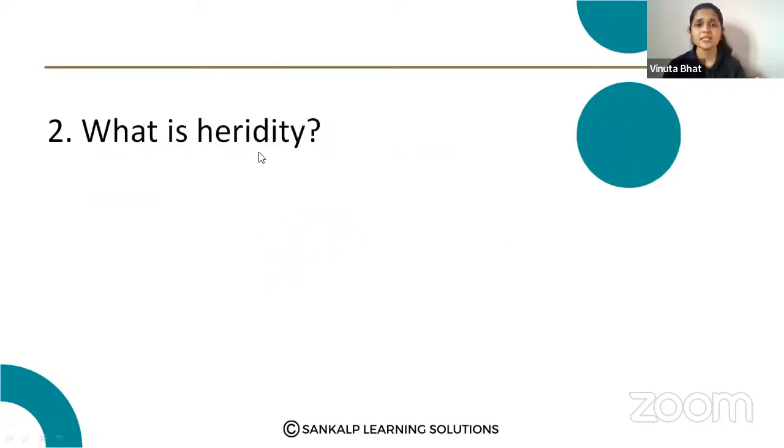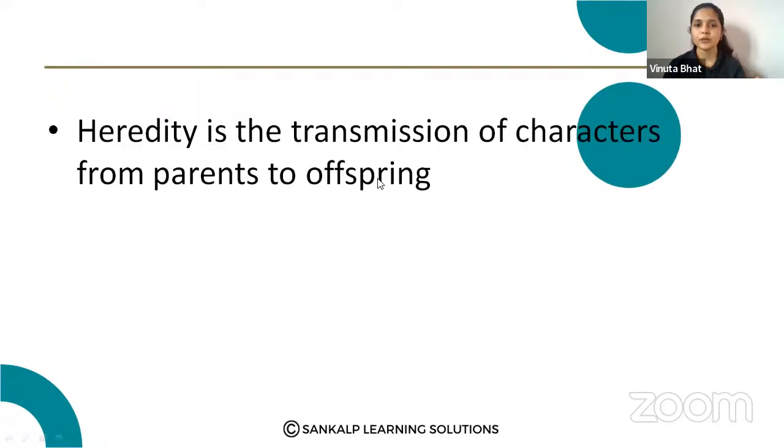Next question. What is heredity? What do you mean by heredity? So the chapter name, what is heredity, right? Heredity is very simple. Heredity is the transmission of characters from parents to the offspring. Heredity is nothing but characters being transmitted from parents to the next generation, the offspring. That is called heredity. You can note down this question.